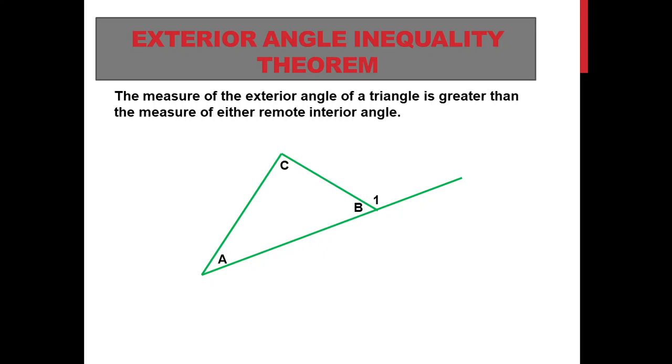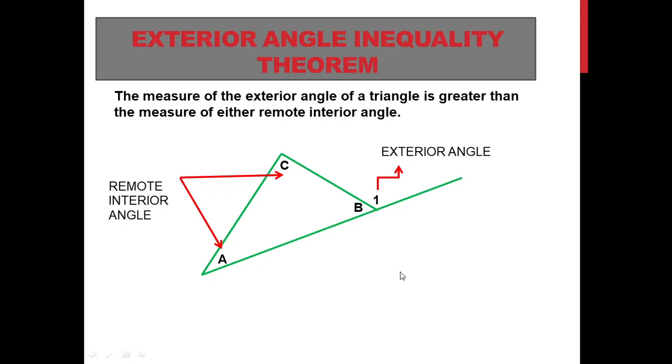Now take a look at this illustration. I have here a triangle, and if you extend one side of this triangle, you can have your exterior angle, right? Now, the exterior angle inequality theorem, based on its definition, says that this angle, angle 1, should be greater than the remote interior angles, which are angle A and angle C. So angle 1 will be our exterior angle, and angle A and C will be our remote interior angles. Angle B here will be the adjacent angle to angle 1.